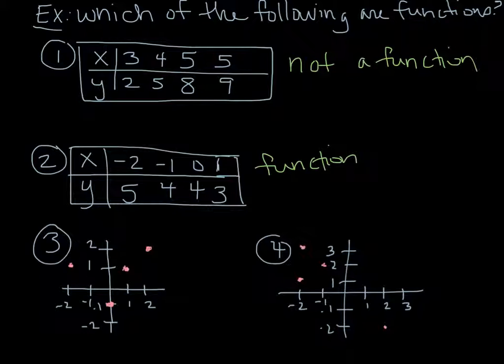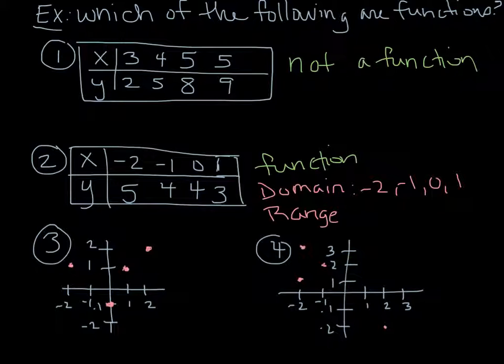And so then our domain and range, remember the domain is the possible values of x, so our only values of x are -2, -1, 0, and 1. The range is the possible values of y. We only have 3 of those. We have 5, 4, and 3. So you don't need to write 4 twice. You can write it as 3, 4, 5 if you want to write them in order. As long as you have them, you're fine.